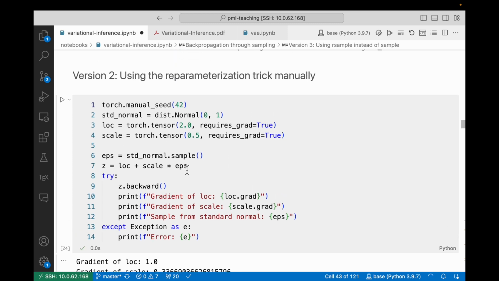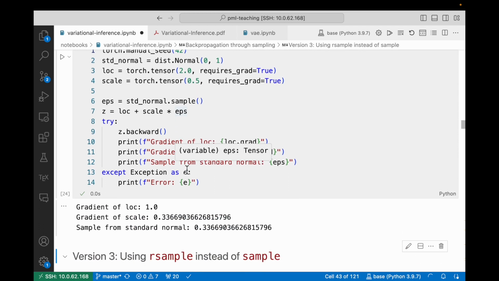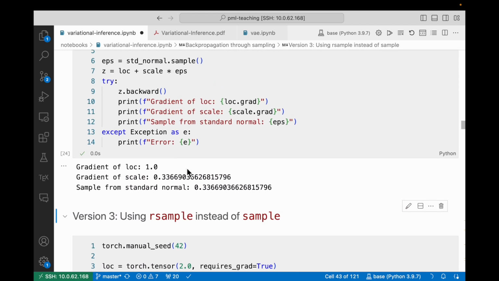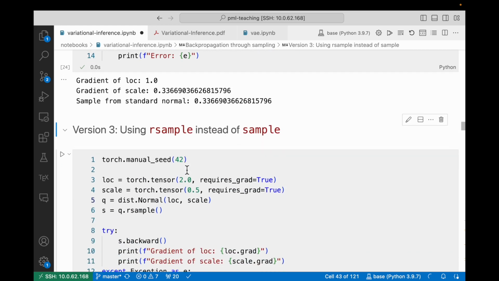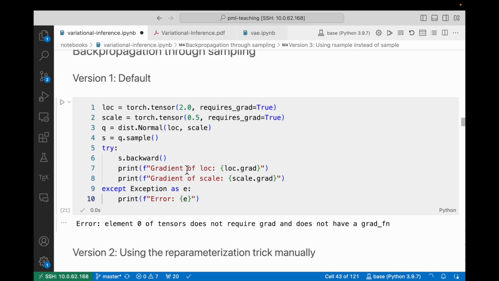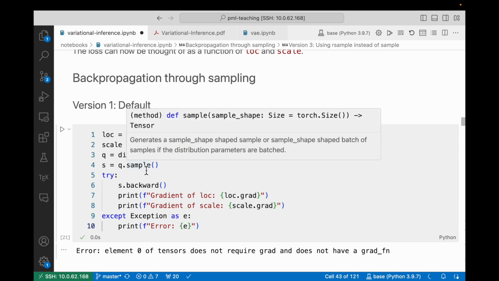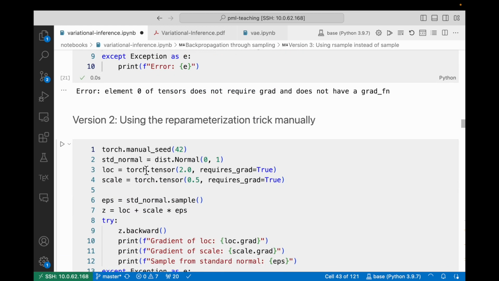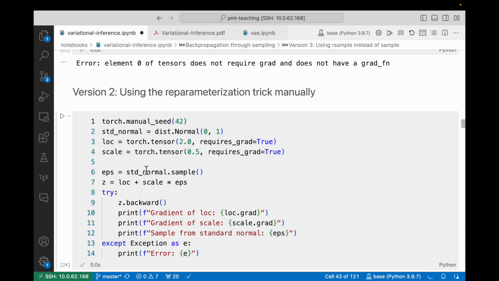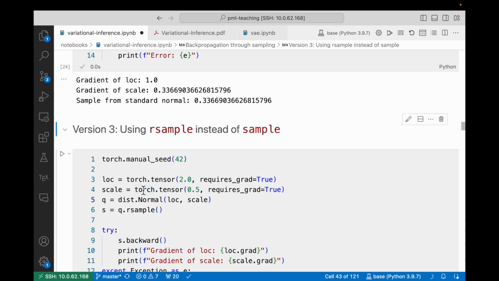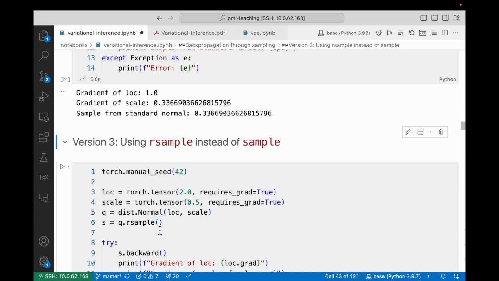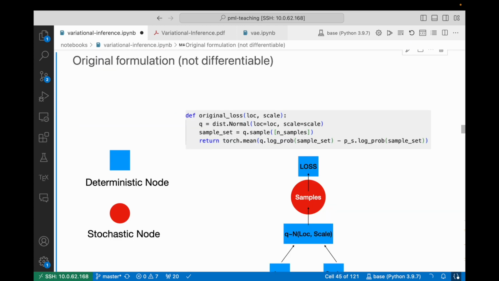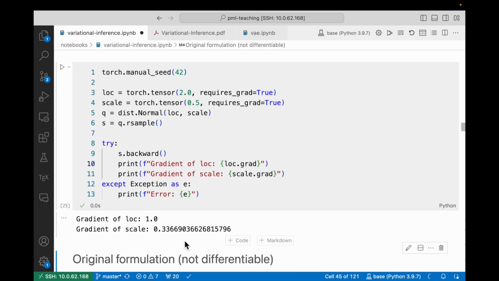Now, all of this that we have seen thus far, we could have also seen using something known as rsample. In the first piece of code, I called .sample. In the second one, I myself did the reparameterization trick. In the third version, instead of calling sample, I am calling just q.rsample, right? And let me show you the result. With rsample, I still get the same result as expected, right?